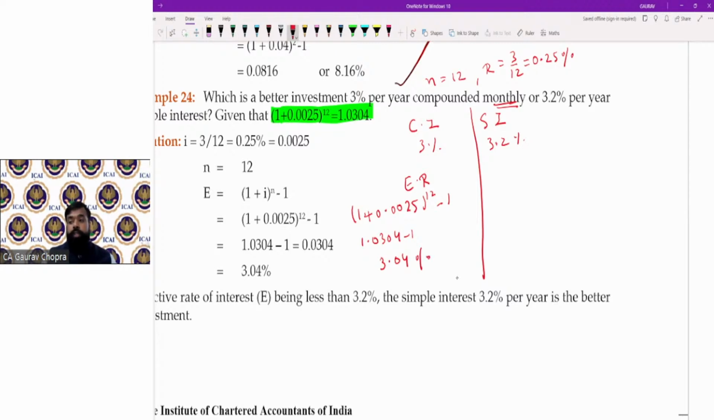The effective rate for compound interest is 3.04%, whereas in case of simple interest, we are getting 3.2%. Now see, which is greater, 3.04 or 3.2? Of course, 3.2 is greater. Therefore, simple interest will be selected. So always for comparison, find the effective rate and only then compute.